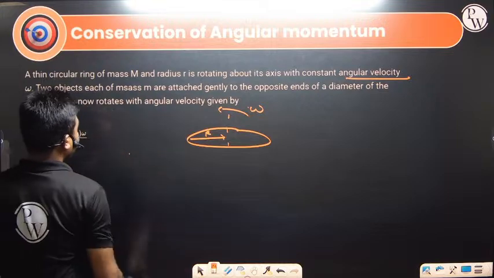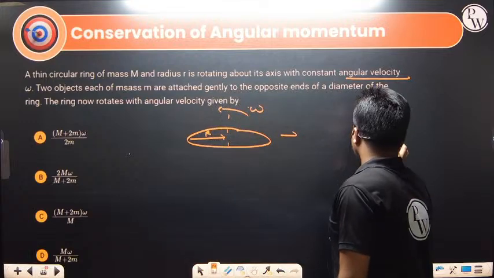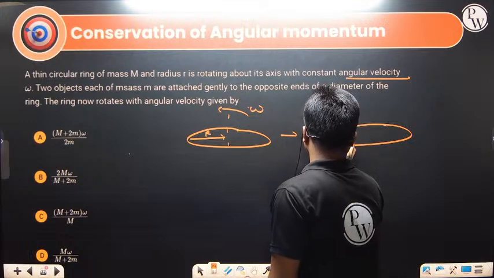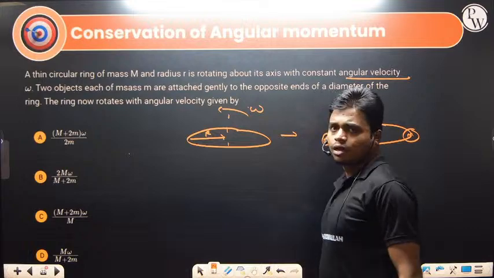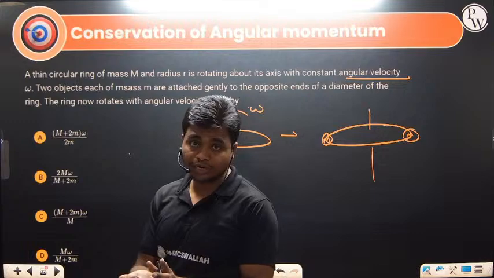Two objects, each of mass m, are attached gently to opposite ends of the diameter of the ring. So two objects are attached like this: this side one mass and this side also one mass. Obviously, what will happen? The speed of rotation will decrease, right? The speed of rotation has to decrease, because we are putting mass on the ring.